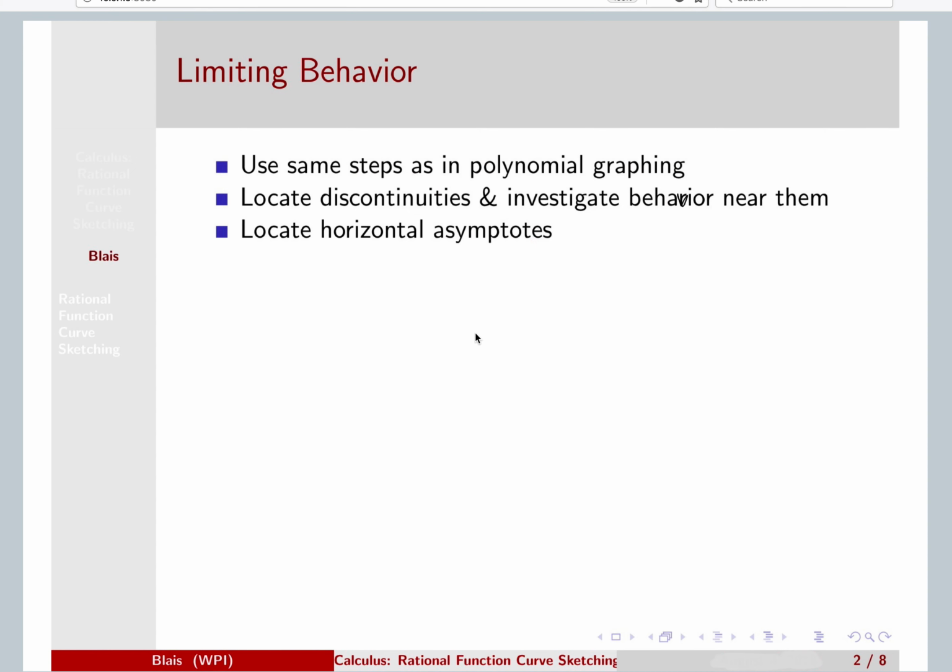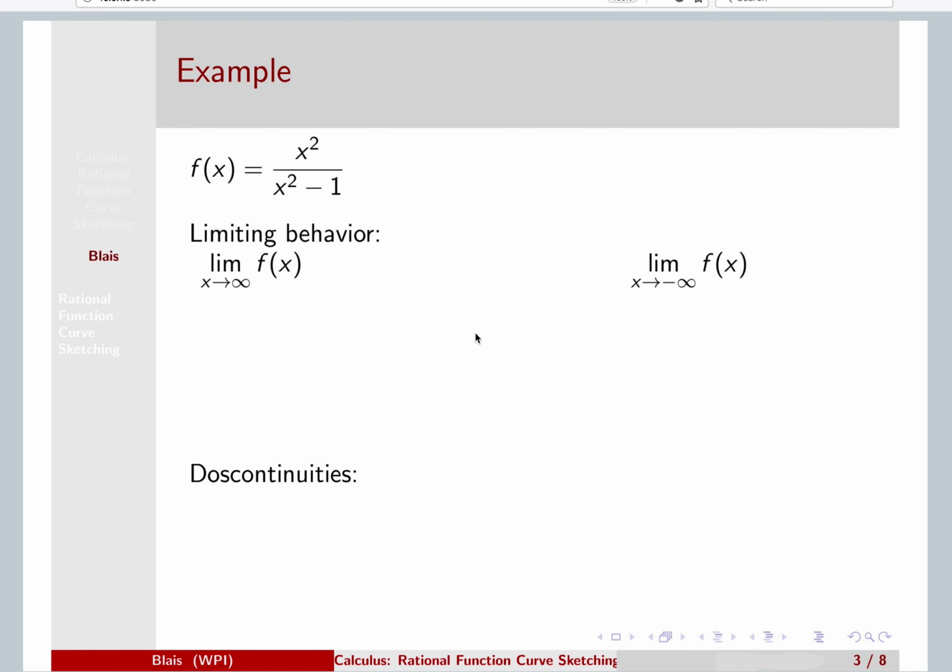And then we check the behavior at infinity, in which case, unlike polynomials, you may have horizontal asymptotes. So you may have a function that as x goes to infinity, you may be approaching a horizontal asymptote. So the first example of this that we'll look at is this function x squared over x squared minus 1. And the first thing we'll check is for this limiting behavior.